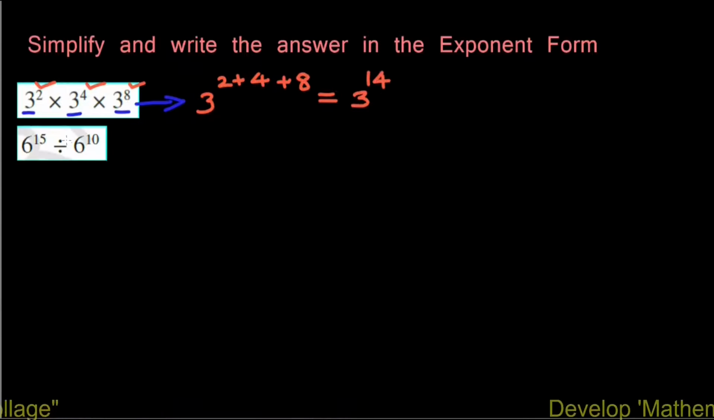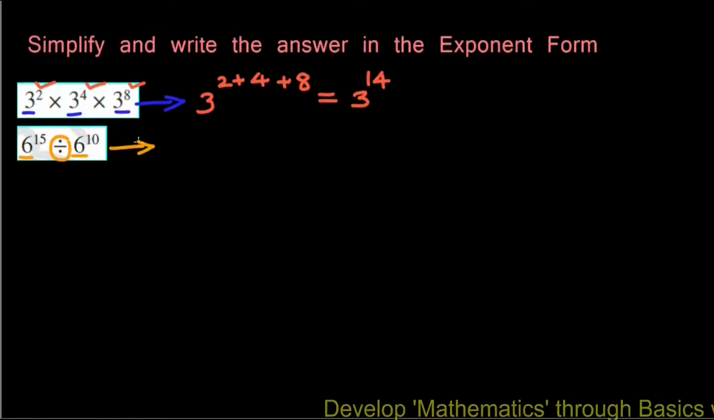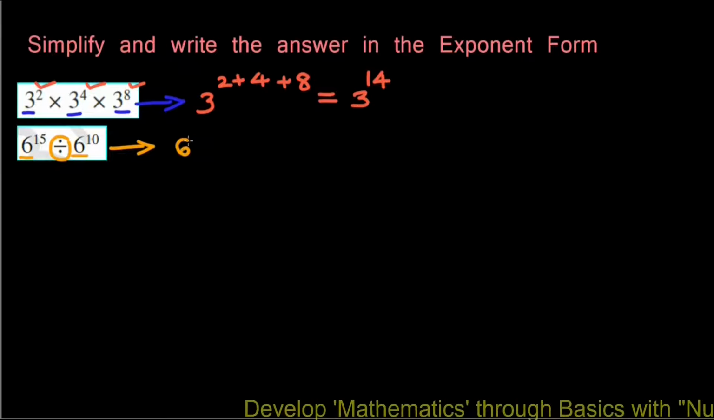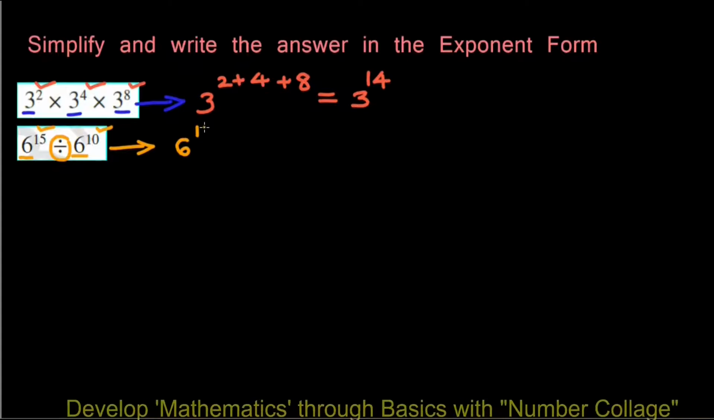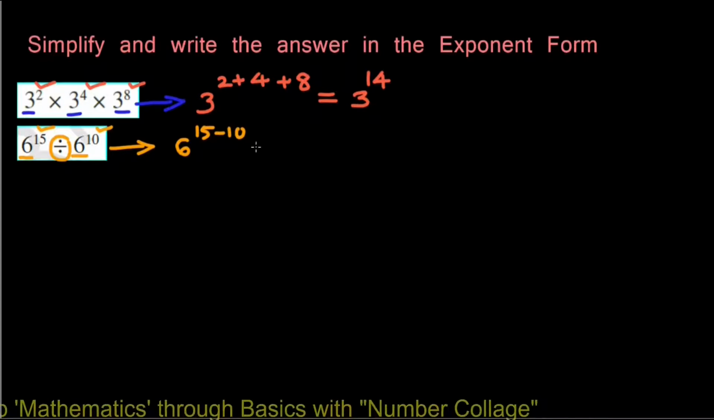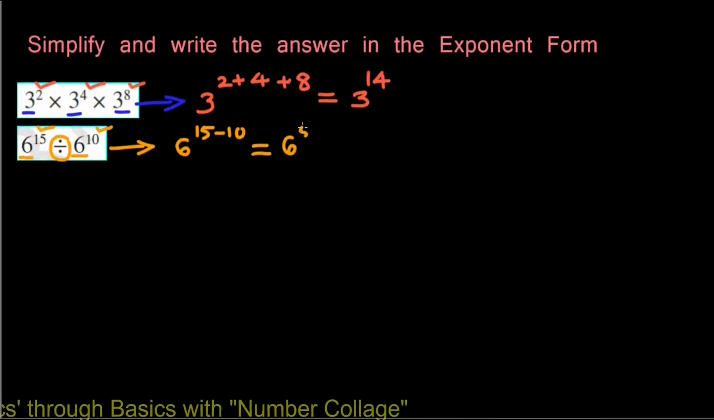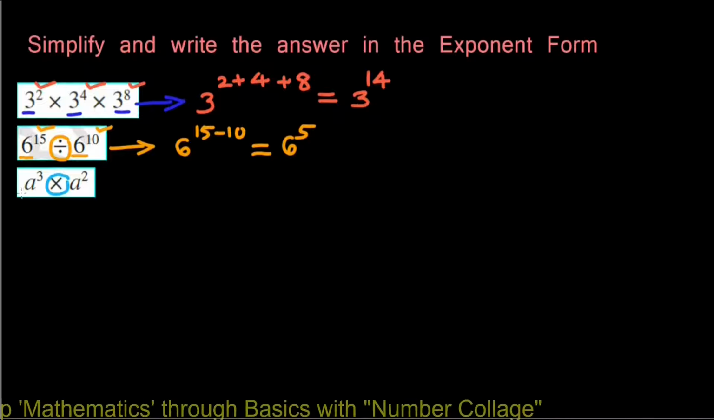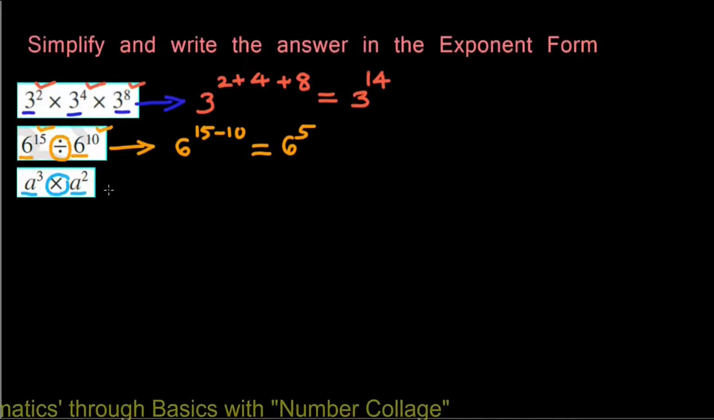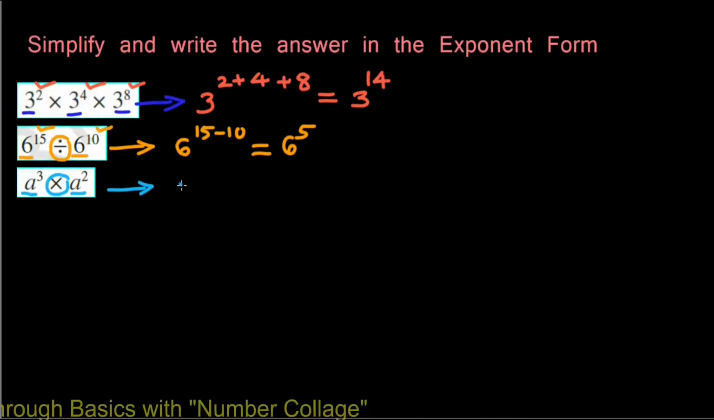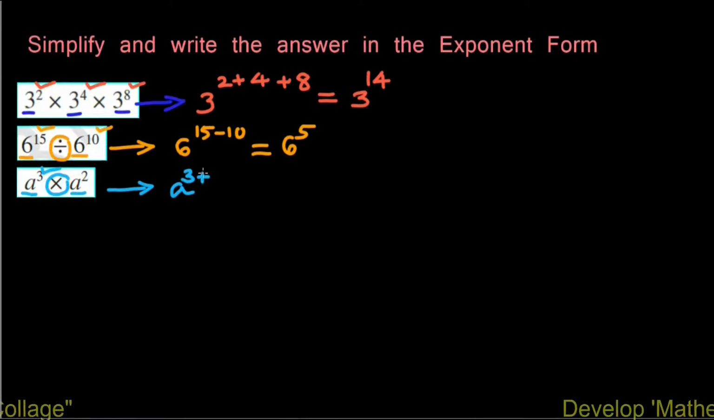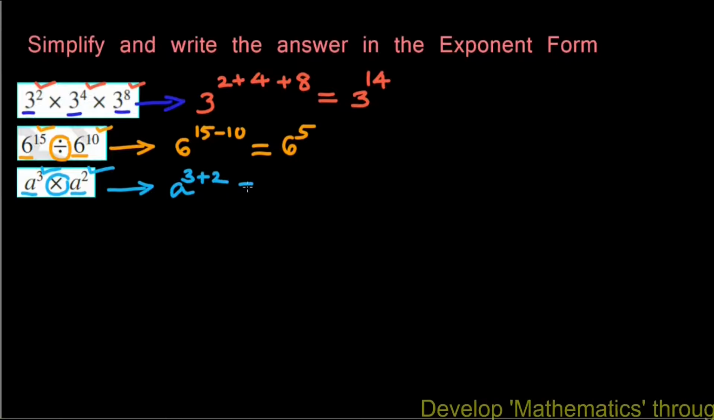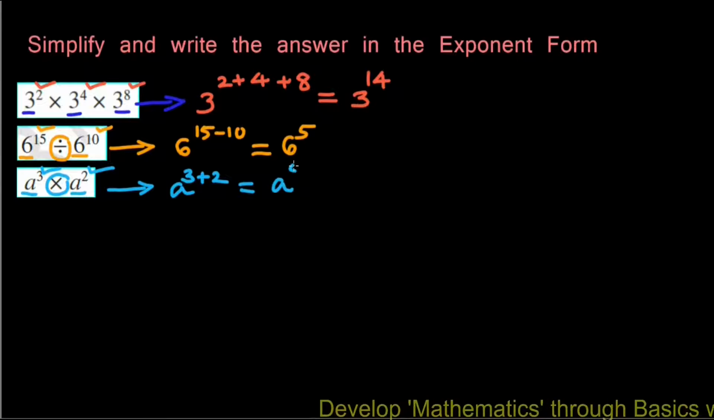to 14. There is a division sign and the base is same, so we will raise the base 6 to the subtraction of 15 and 10, so that gives us 6 raised to 5. There is a multiplication sign between the numbers and the base is same, so we will raise this same base to the addition of the indices 3 and 2, so it will be a raised to 5.